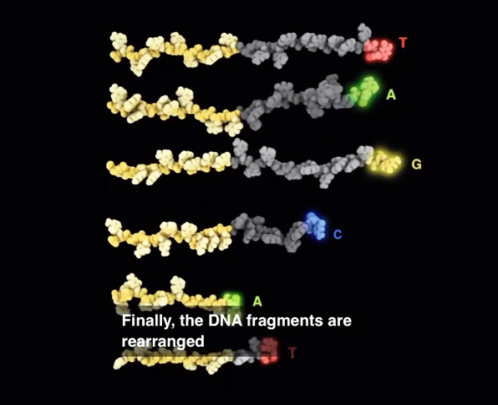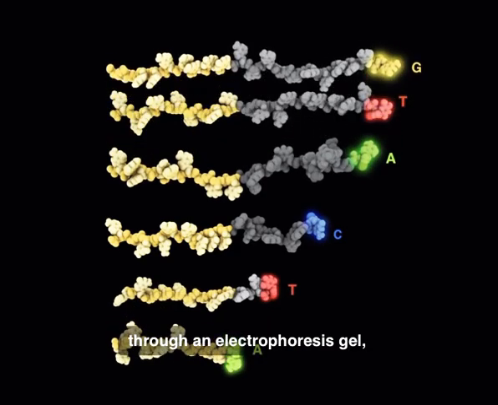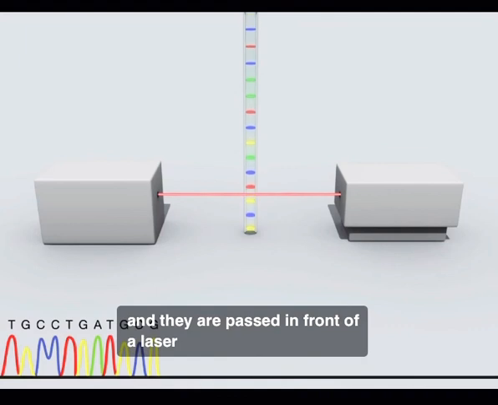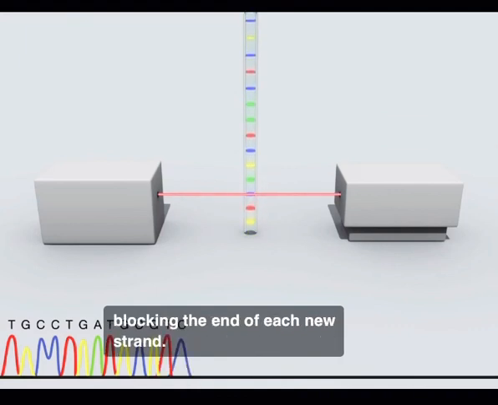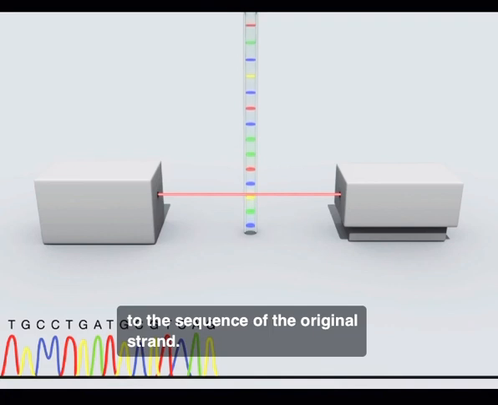Finally, the DNA fragments are rearranged in size order by running the sample through an electrophoresis gel, which separates them according to length, and they are passed in front of a laser that can read the identity of the fluorescent nucleotide blocking the end of each new strand. The sequence of labeled nucleotides is complementary to the sequence of the original strand.